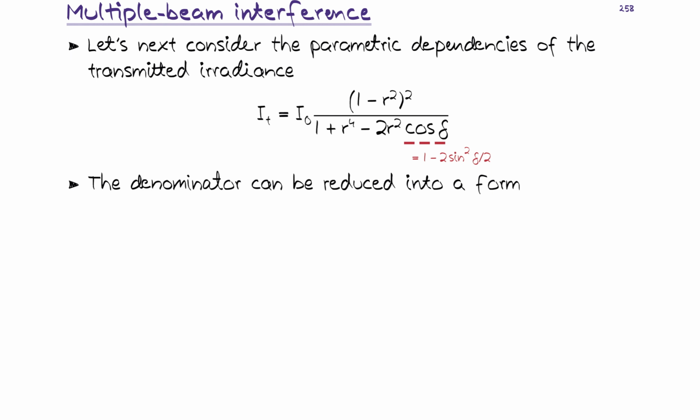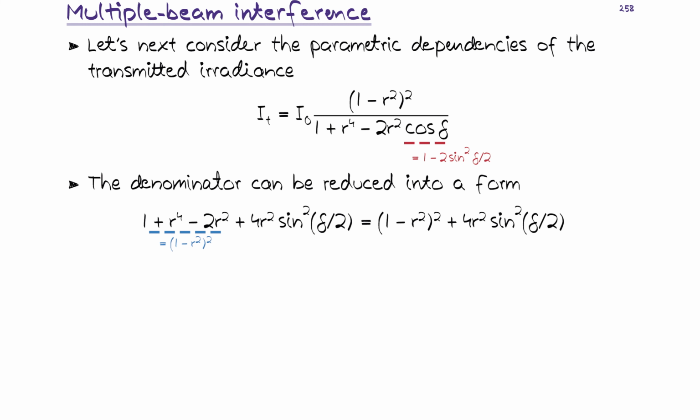And now the denominator can be reduced into a slightly cleaner form, so that the downside of the fraction, 1 plus r to the power 4 minus 2 times r squared, we can now write as 1 minus r squared to the power of 2. And then we have the leftover sine squared term on the other part. And this is, of course, equal to this. So essentially we're just writing things together, so that these three terms can be simplified to be like this.